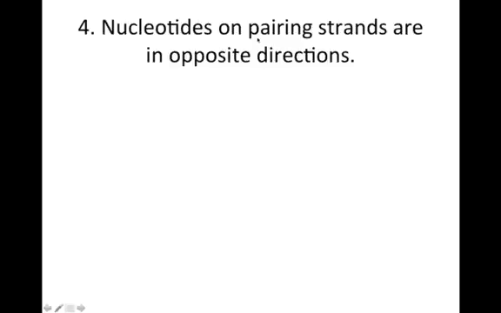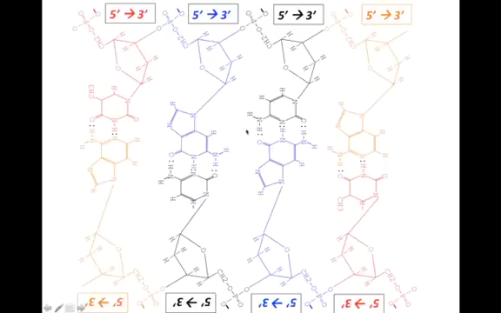And so now we can do our fourth point, which is that nucleotides on pairing strands are in opposite directions, by adding in our second strand. So here we have the red, let me remember, the red thymine here is pairing with the orange adenine, T with A. Here we have G with C, and then C with G, and then A with T. And we can see that the top strand is going 5' to 3', and the bottom strand is going in the opposite direction, from right to left, 5' to 3'.